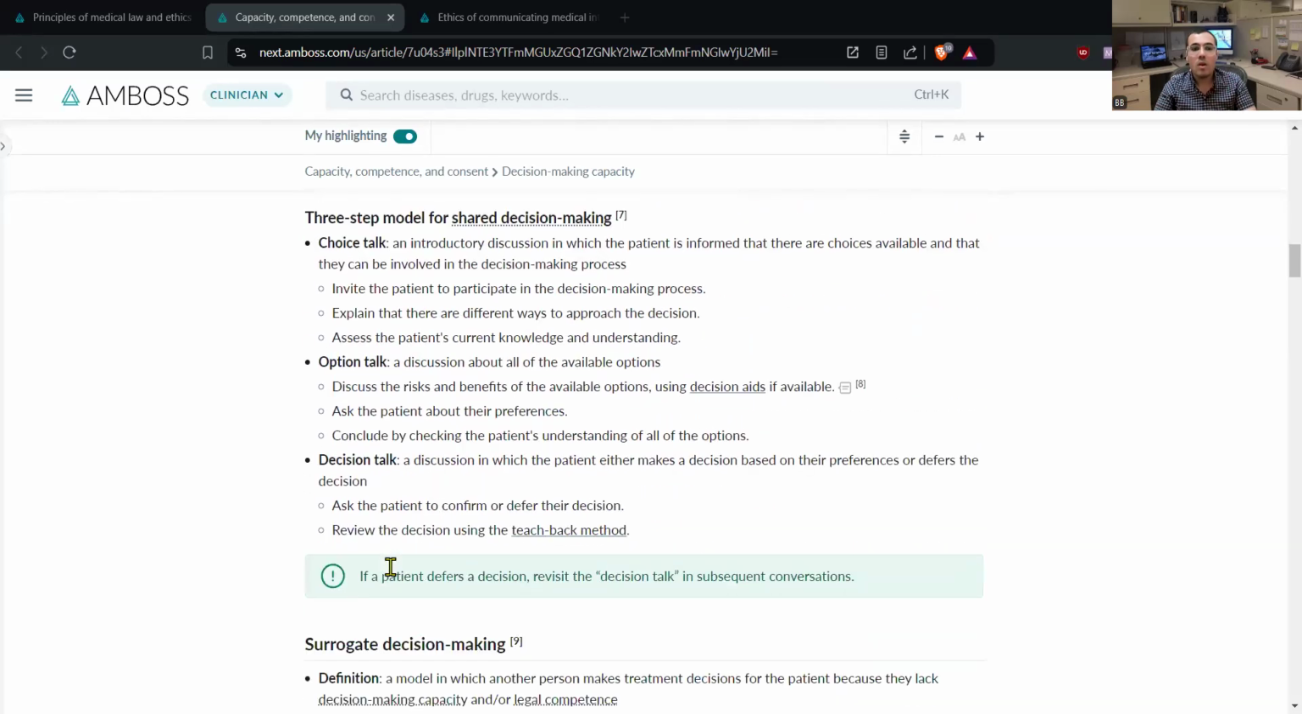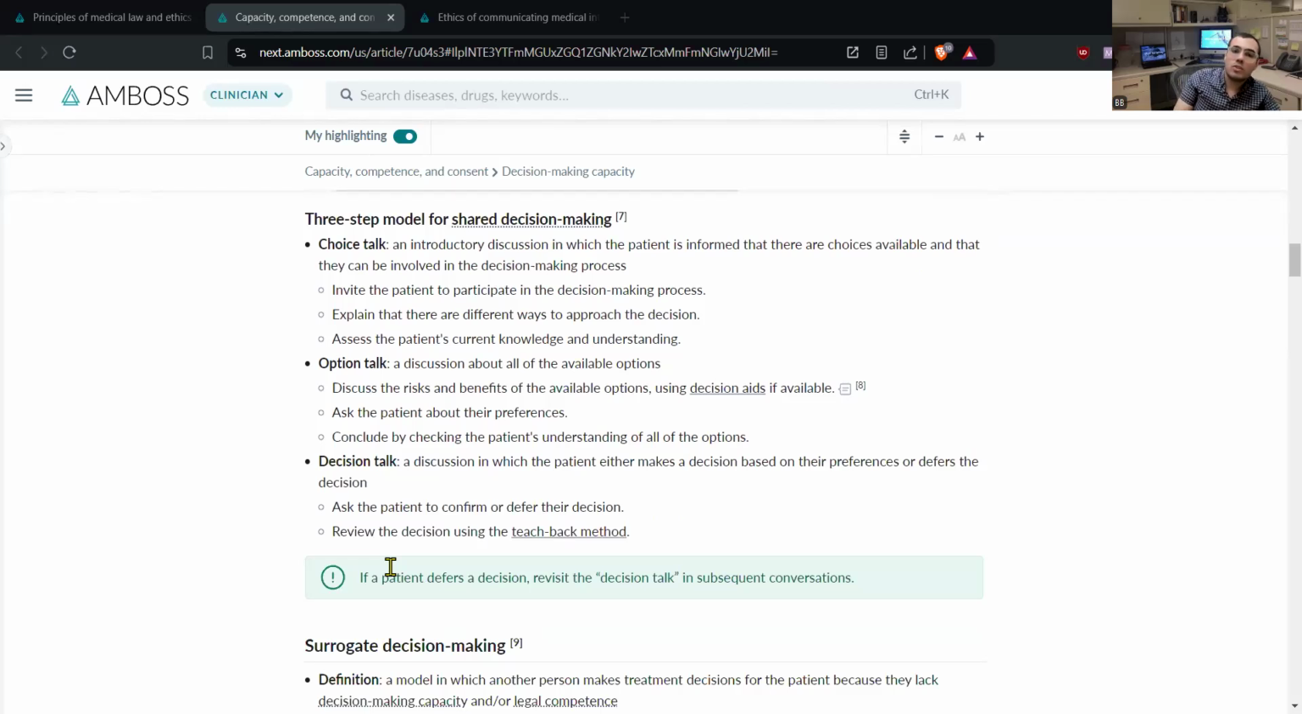Okay. We have a three-step model for shared decision making: choice talk, option talk, and decision talk. The first thing is a choice talk. This is an introductory discussion in which the patient is informed that there are choices available and that they can be involved in the decision-making process. I need to invite the patient to participate in the decision-making process. We are not separate. I'm going to discuss with the patient.